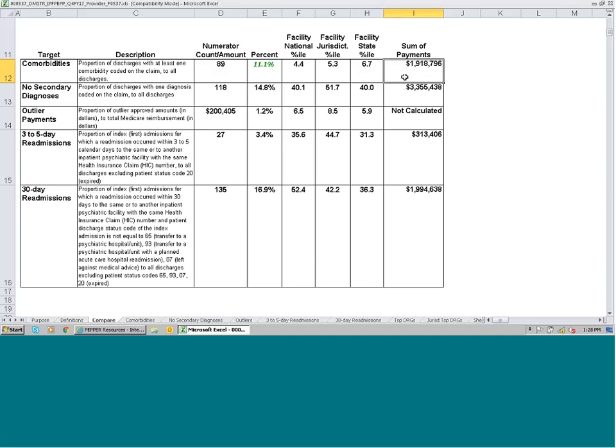The last column here is the sum of payments. This is the total amount of Medicare reimbursement that the IPF received for these 89 discharges. And sometimes the amount of reimbursement can be helpful in deciding or prioritizing what target areas you might look at first. I would encourage you to think about the target areas for which you have the highest percentile, in particular if that's not what you expect to see, and that have large amounts of Medicare reimbursement.